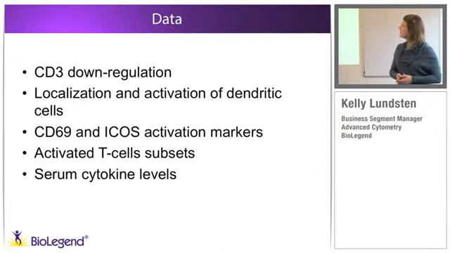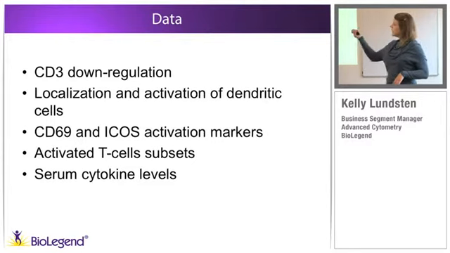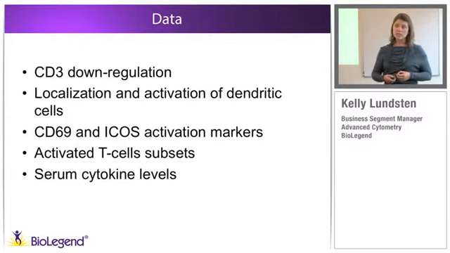All right, so the different data pieces that we're going to go over are going to be the CD3 downregulation, then the localization and activation of the dendritic cells as visualized by changes in localization, CD69 and ICOS activation, the different activated T cell subsets by the 62L versus 44 phenotype, and then finally correlate all of those changes and those kinetics to the serum levels for the ELISAs that we did on the back end.